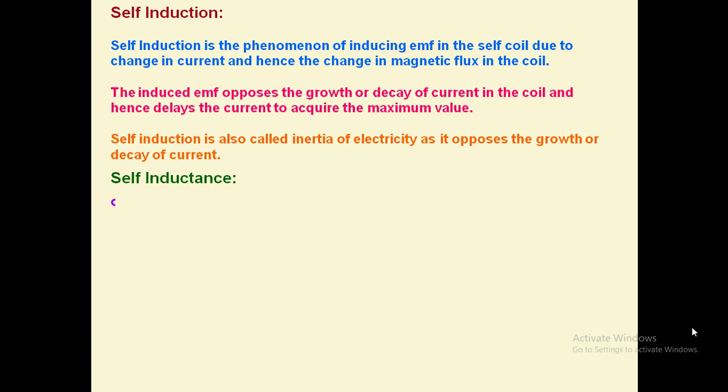Self-inductance. What is self-inductance actually? Now we have seen the formula of inductance, that is nothing but phi directly proportional to I. If current increases, the flux will also increase. So phi equal to L into I. Here L is called the proportionality constant, which is called self-inductance.